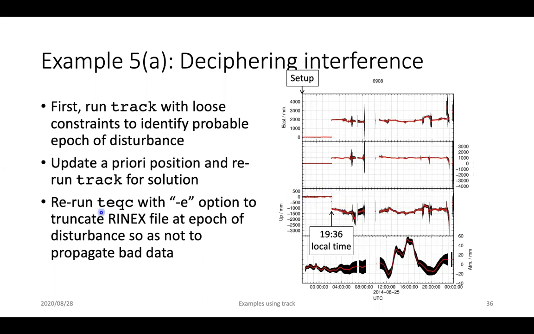So we would then rerun track, or with any way that you could cut the RINEX file at the epoch of disturbance, so you don't pass on bad data to other people.